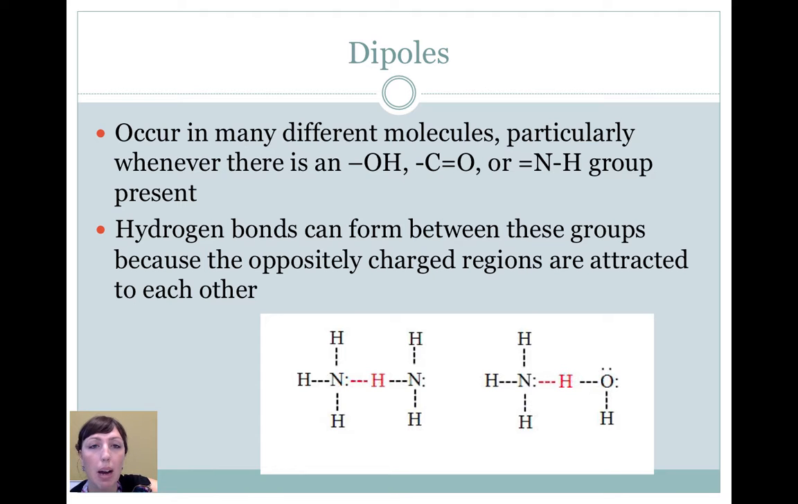So, talking about dipoles again. Dipoles occur in many different molecules, particularly whenever there is a hydroxide, a CO or NH group present. So hydrogen bonds can form between these groups because the oppositely charged regions are attracted to each other. So if you look at that picture, there are positive and negative charges, and those positive and negative charges are attracted to each other in a substance, most likely liquid, which can create hydrogen bonds.